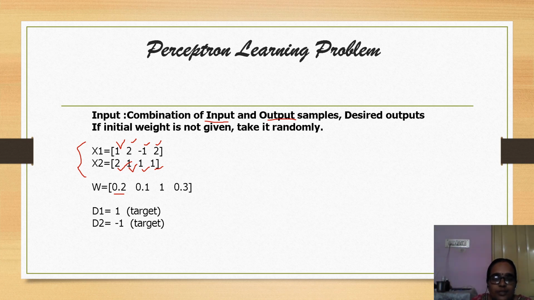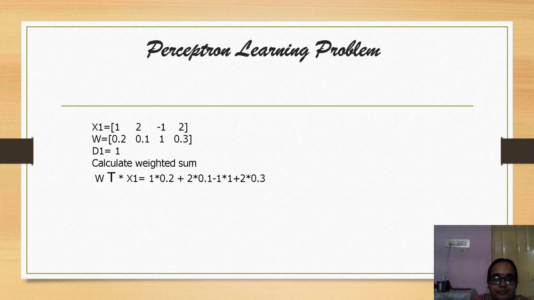So now we have to apply the perceptron learning algorithm. We have to update the weight. So we are taking the first example. What is our x1? First data set: 1, 2, minus 1, 2. So 4 inputs are here, and correspondingly 4 weights are here. Here 0.2 belongs to input 1, 0.1 belongs to input 2, 1 belongs to the input value minus 1, and 0.3 belongs to the input value 2. So our desired value is 1.